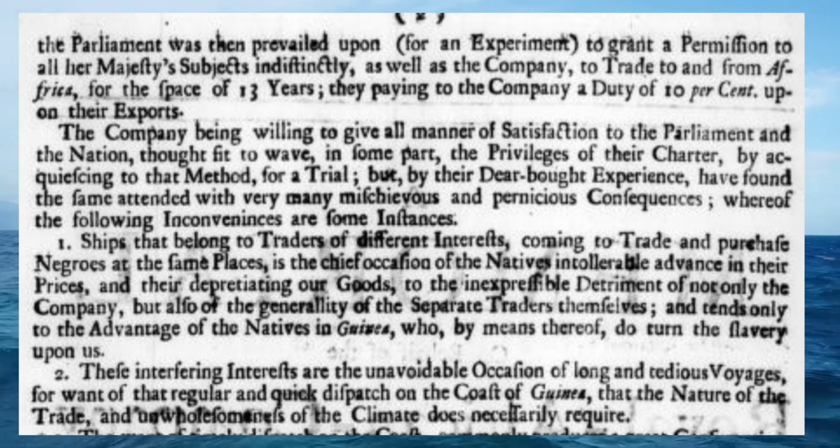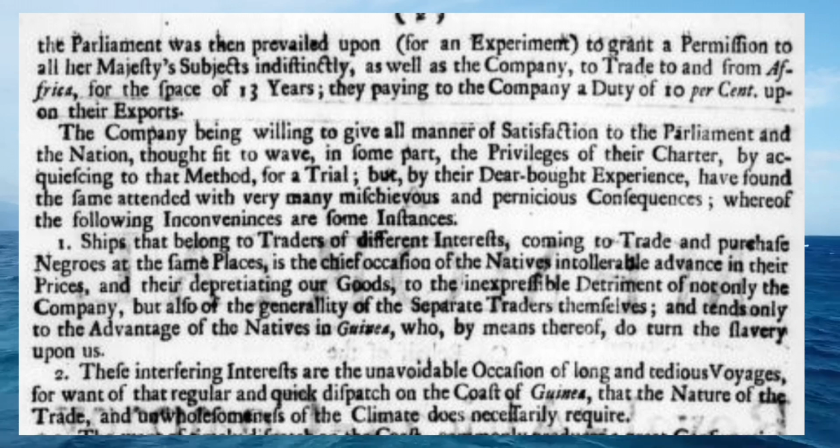Coming to trade and purchase Negroes. Now we're talking about the transatlantic slave trade. Now notice how they address it, that they had different interests in purchasing Negroes, meaning that's not what they were doing. When the Dutch took over, that's when you get slavery coming in. And we're hearing it from the source itself. This is the Royal African Company telling its own story.